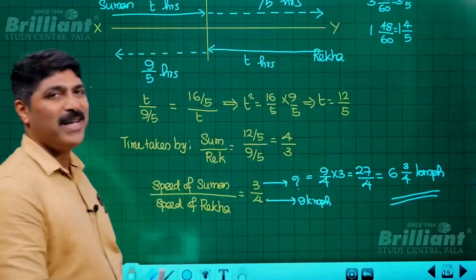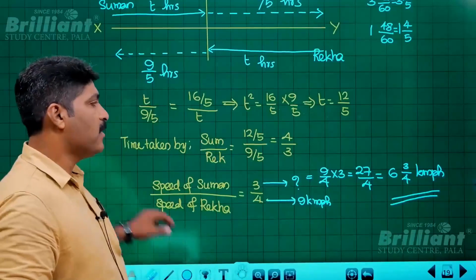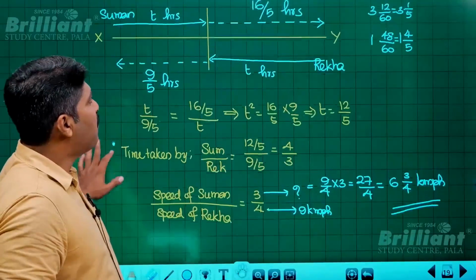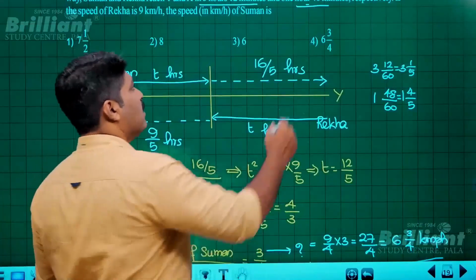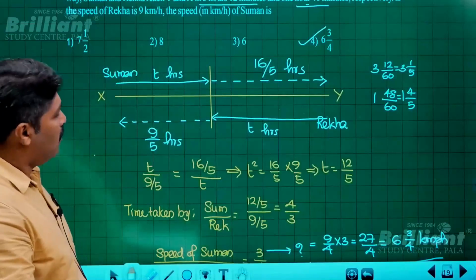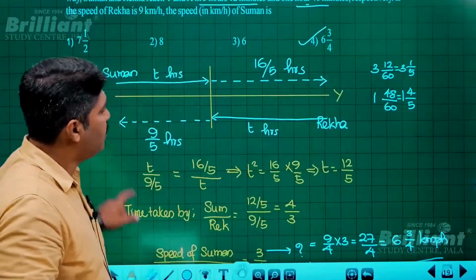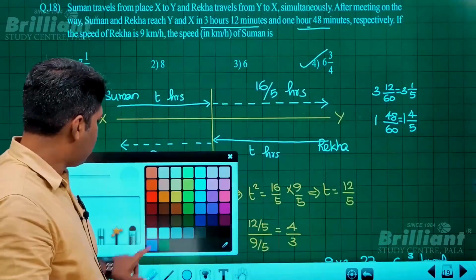So that's the most tricky question. Understand the concept, basic assumptions, how we reach the conclusion. Here 6 and 3/4 km/h. So hence, which will be the answer here? That is the last option, 6 and 3/4 km/h. Clear? So move to the next question.